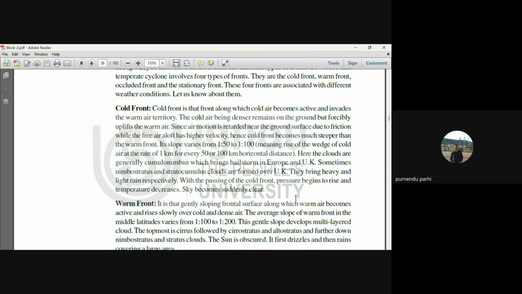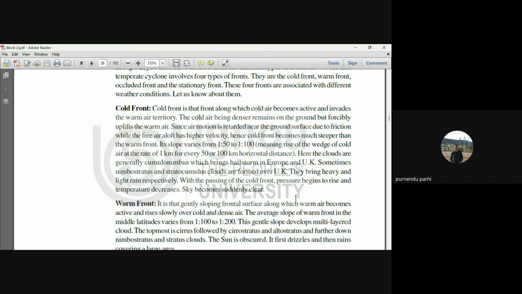Then cold front. Cold front is that front along which cold air becomes active and invades the warm air territory. The cold air becomes denser, remains on the ground, but forcibly uplifts the warm air. Since air motion is retarded near the ground surface due to friction, while the free air aloft has higher velocity, the cold front becomes much steeper than the warm front. Its slope varies from 1 in 50 to 1 in 100.